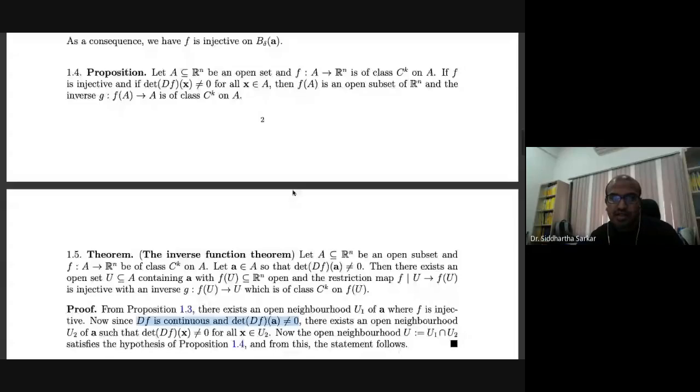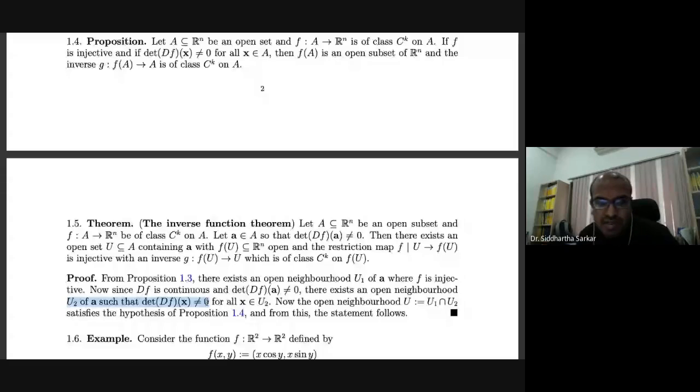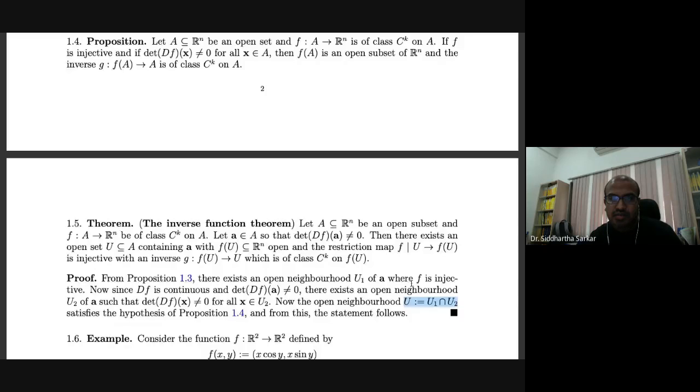Now I have an injective function, but I still don't know how to invert this function. My df is continuous and non-zero, so the second proposition takes care of it. Therefore I should be able to find a u2 where the derivative of the function does not vanish, I mean non-singular, at all these neighborhood points. If I take the intersection of these two, it satisfies the first property and the second property both. The first one said the function is injective and the second one says the derivative does not vanish.